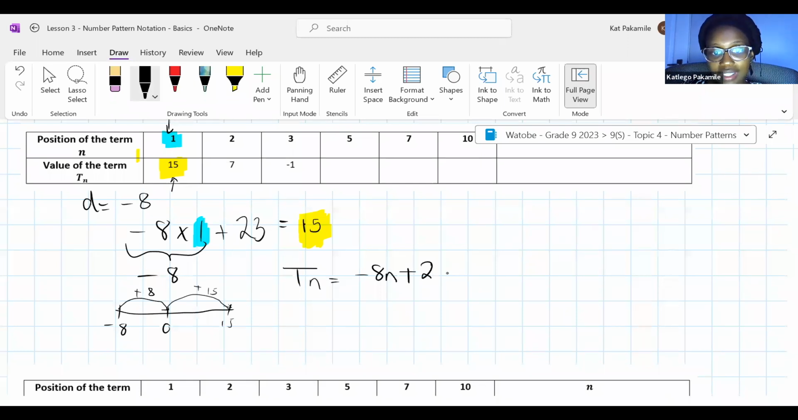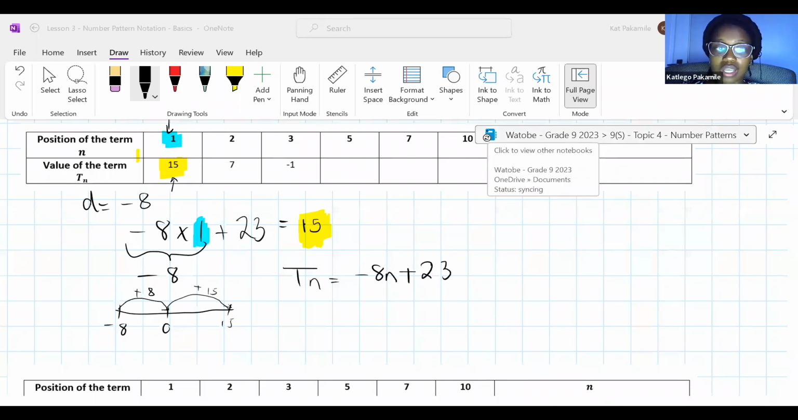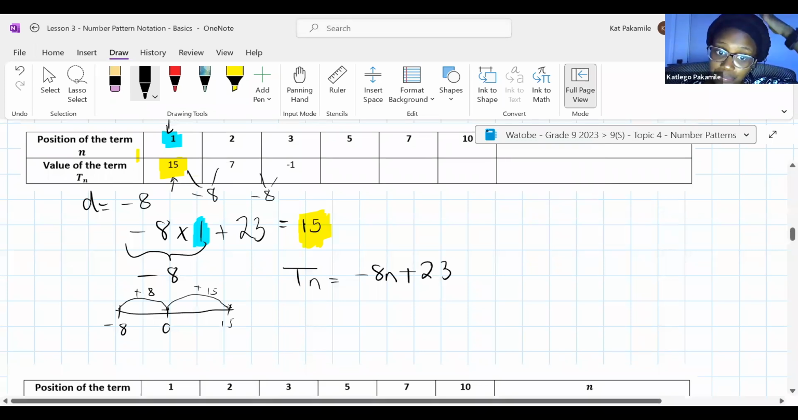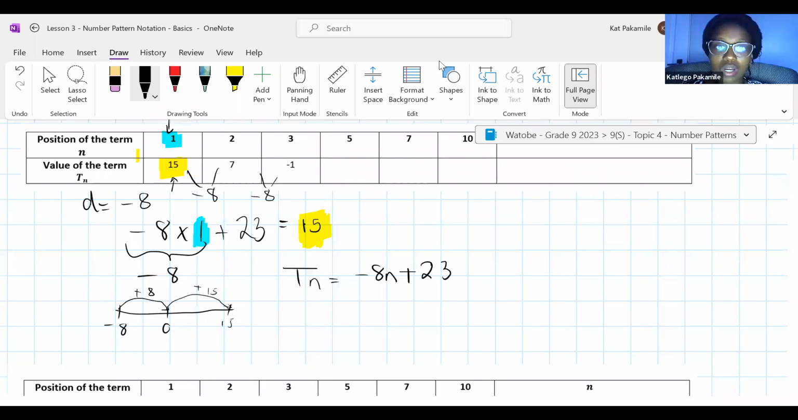I saw Sharifa has a formula there. Ma'am, how do we get -8 for d? You go from 15 to 7, you have to subtract 8. That's how we check. And from 7 to -1, we subtract 8. So our constant difference has to be -8. From there to there, -8, there to there, -8.